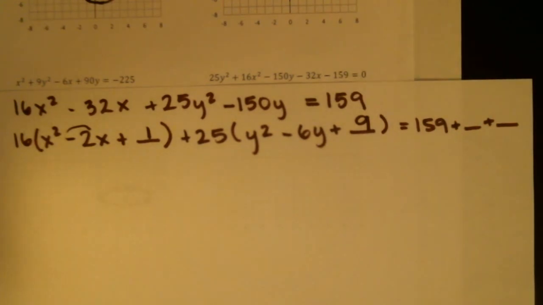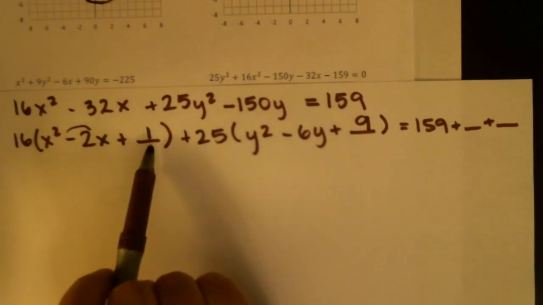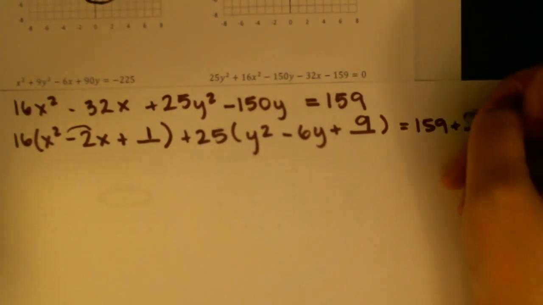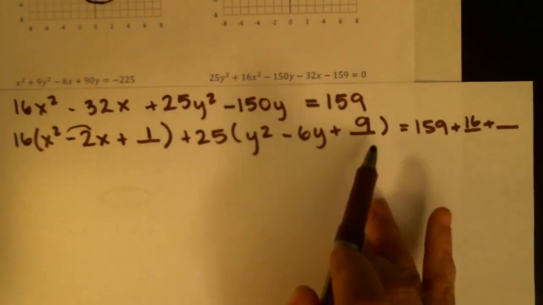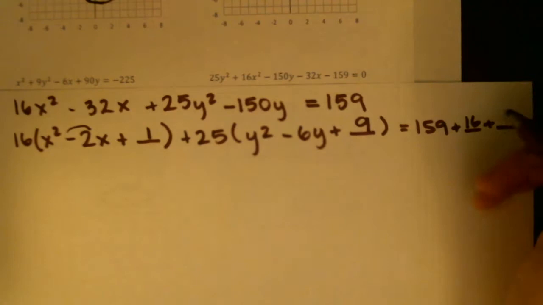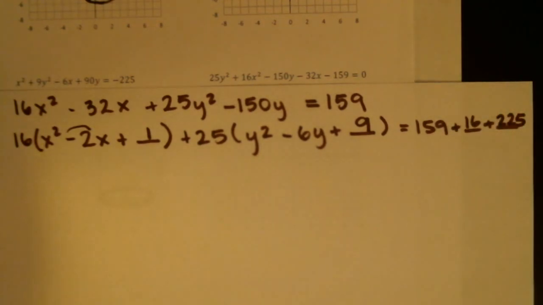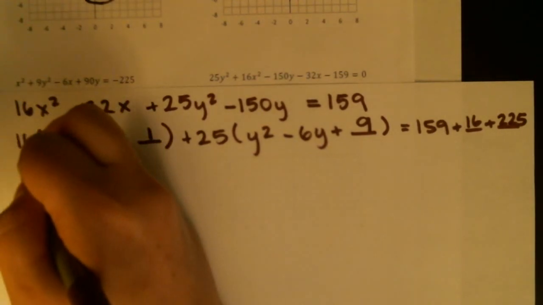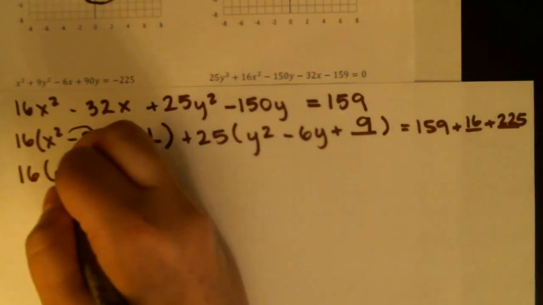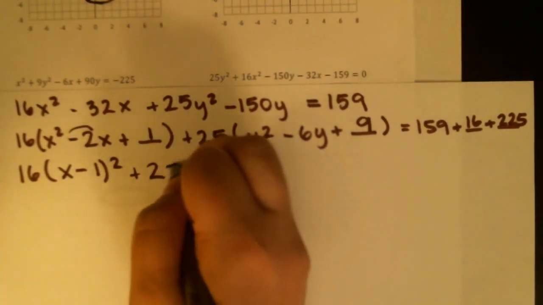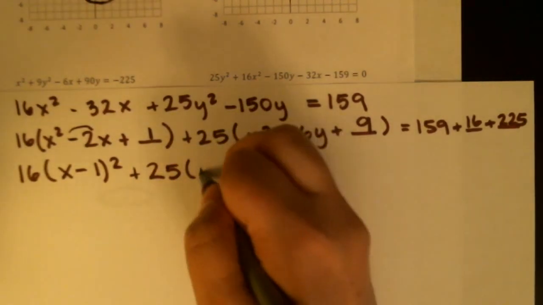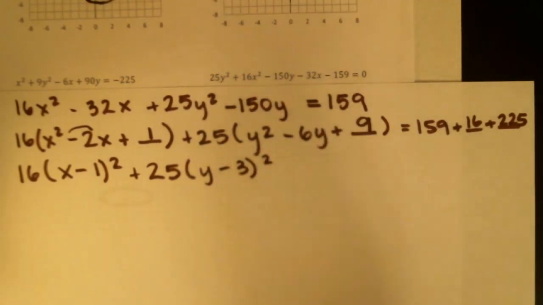And then on the other side, we need to make sure we balance this out. So we need to add not just a 1, but a 16 times 1, so 16. And then not just a 9, but a 25 times 9. Is that what we did before? Yeah, 225. Okay, so let's see. This one, when we factor, we get an x minus 1 squared. For the y's, when we factor, we get a y minus 3 squared.